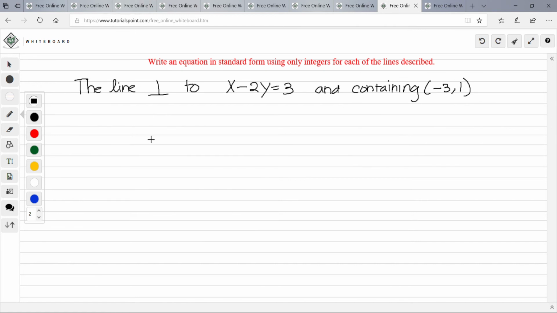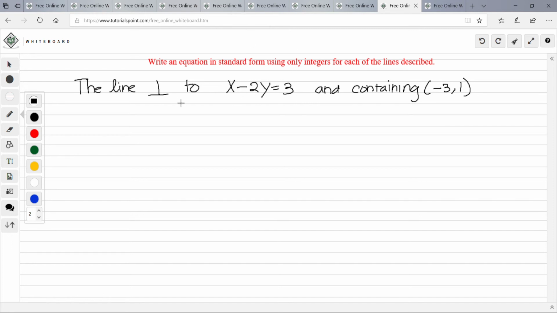Okay, so write an equation in standard form using only integers for each line described. We've got to put it in standard form, and we've got to make sure it's perpendicular to x minus 2y equals 3, and it's containing the point negative 3 comma 1. So first step, I've got to make this into y equals mx plus b form, so I've got to solve this for y.